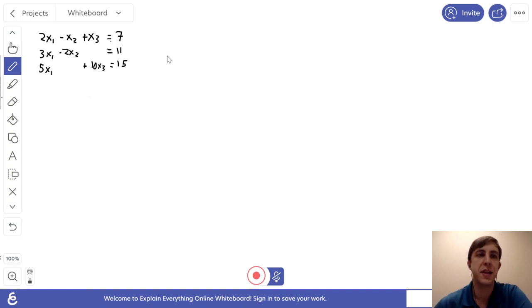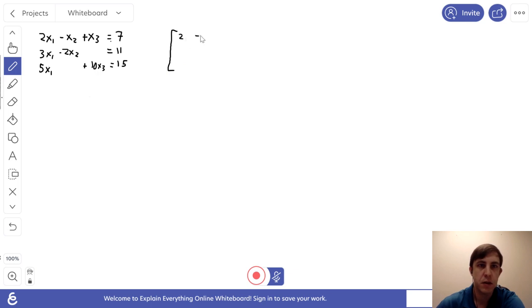In this video, we're going to see how to solve a system of linear equations, including writing the solution set in set builder notation. So here we have three equations in three variables, and the very first thing we want to do is write down the corresponding augmented matrix here.